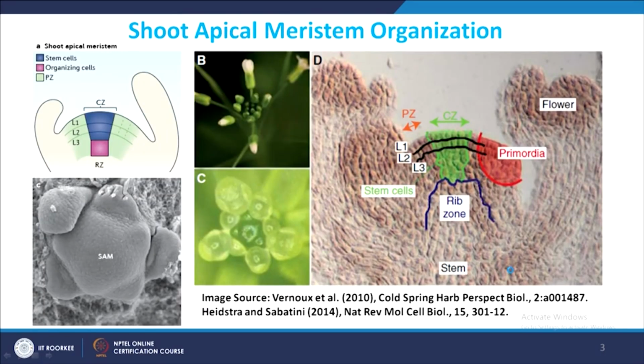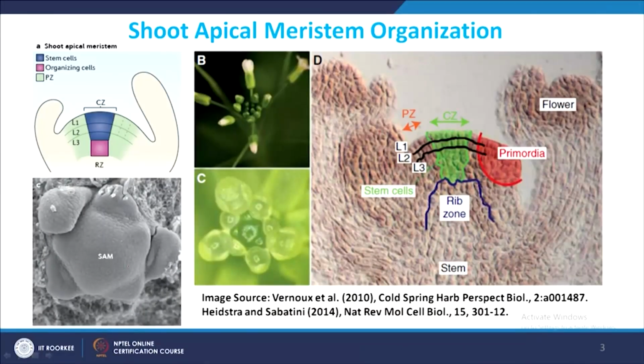And you have seen in previous classes how shoot apical meristems are organized during vegetative growth and development. This is just to recap: this is a vegetative shoot apical meristem, and if you remember, there is a central zone, a rib zone and a peripheral zone. This is the top view of a growing shoot apical meristem. The central region is the shoot apical meristem, but in the peripheral zone, these are the organs which are under development.